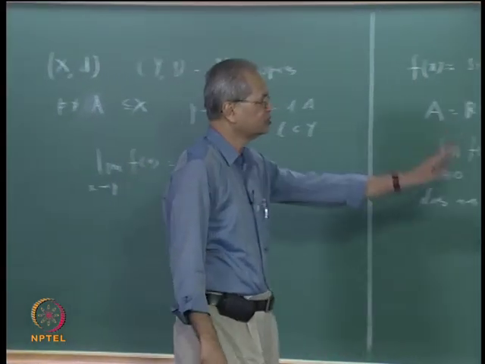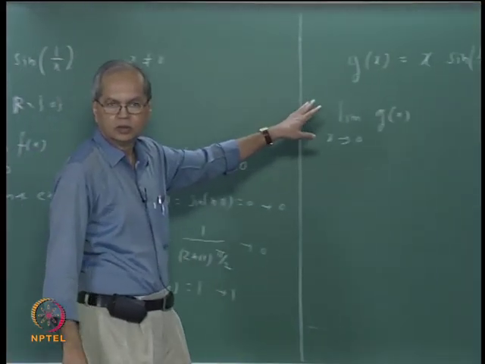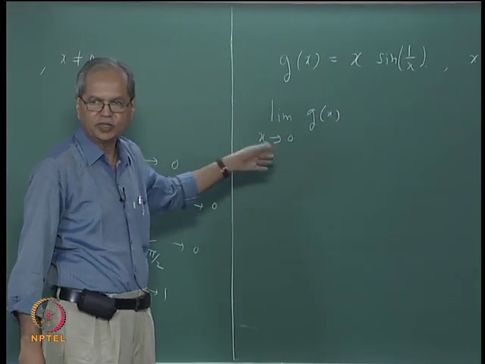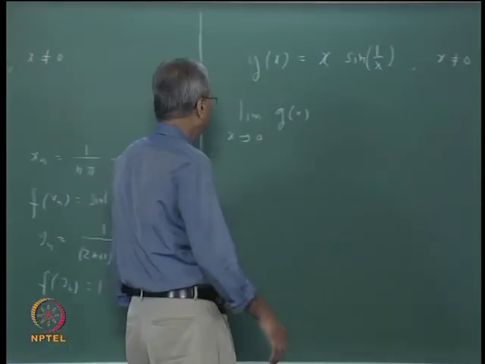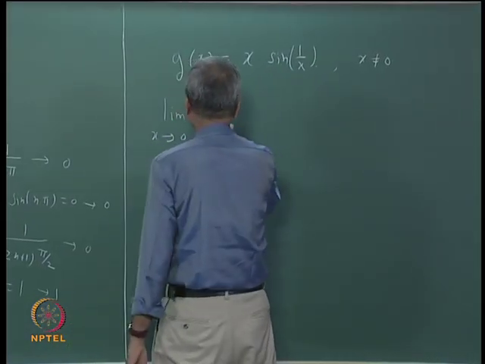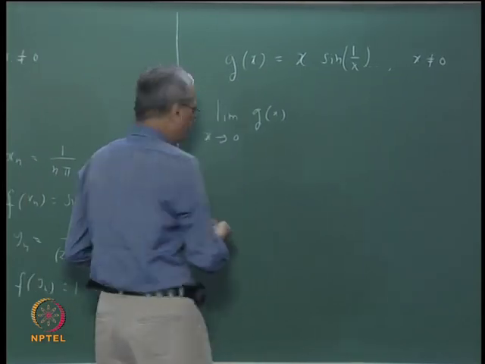Alright, in this case what do you expect? If at all the limit exists, it has to be 0. So we should try to show that the limit is 0. Now how does one show that the limit is 0? Let us say we just want to use the definition.